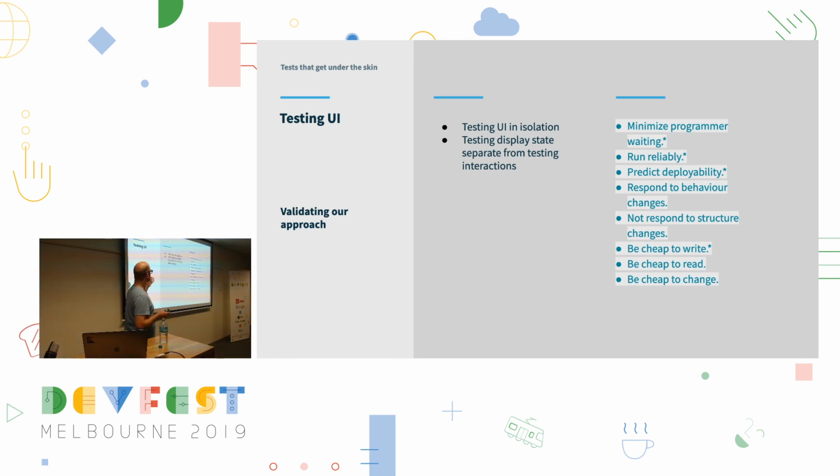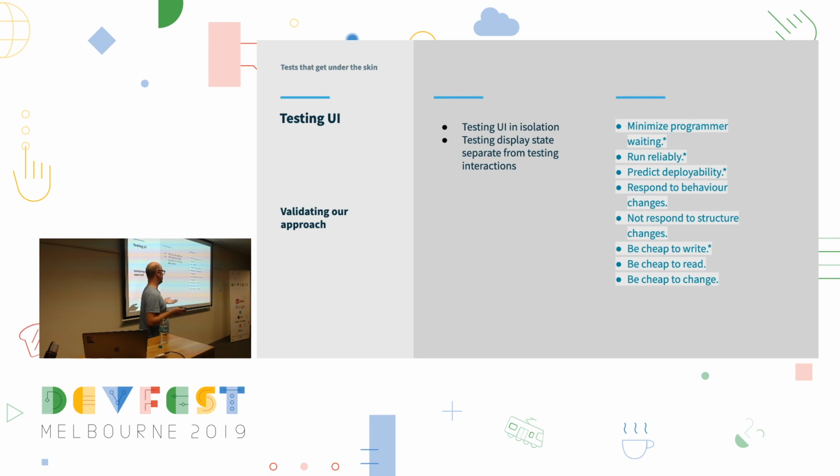I need to be a bit quick, but this basically satisfies all of our requirements, with a lot of asterisks. Those tests are, of course, still slower than unit tests. Maybe Project Nitrogen will help with that in the future. They run a lot more reliably, but the reliability is not perfect because we're still using Espresso and Android devices. They somehow predict deployability, but we don't actually test the interaction between different activities, so that might be something we decide to do in a different way later.